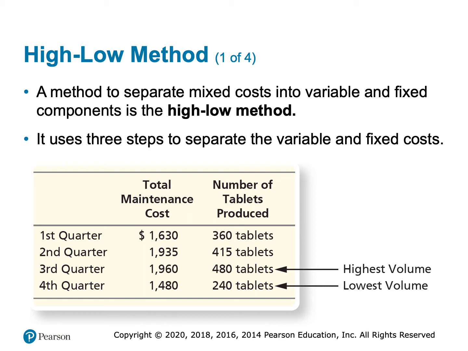lowest usage. So in this example, we're looking at maintenance cost. We've got it broken down by quarters. We know how much our maintenance cost was each quarter and how many tablet computers we produced each quarter. So we're going to pick our high, which was the third quarter. Notice it was the highest dollar amount and the highest activity. And we're going to pick our lowest, which happened to be the fourth quarter. And again, it is the lowest point for cost and for activity. Now, in real life, it doesn't always work out that your lowest cost is your lowest activity because rates change and things like that. If that happens, you can't use the high-low method.